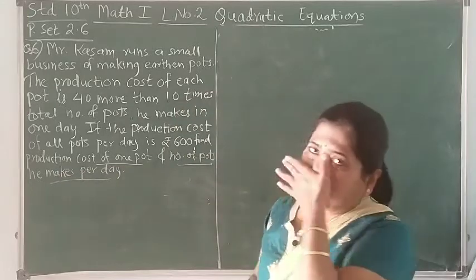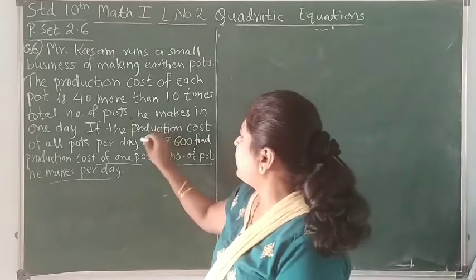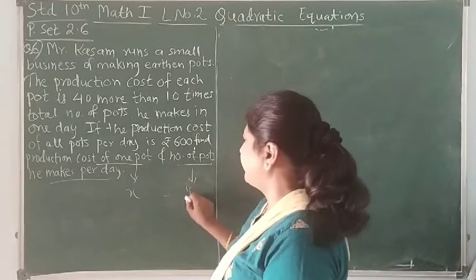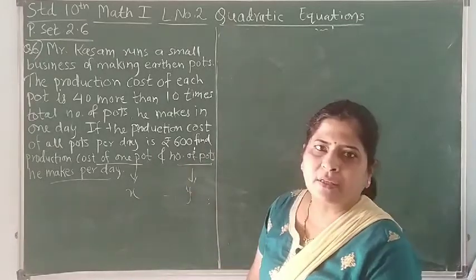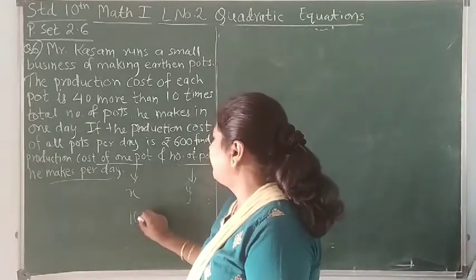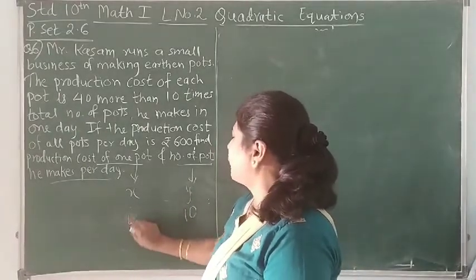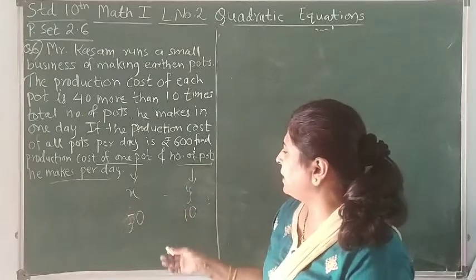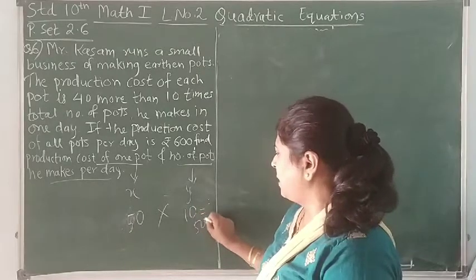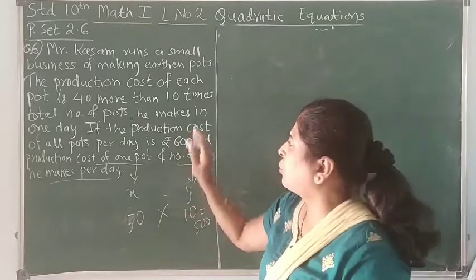Now, how can we understand whether we have to take two variables or one variable? For that, what do we have to see? Suppose we take the production cost as X and the number of pots as Y. What is the total production cost? If you don't understand with X and Y, you can take an example. Suppose he makes 10 pots every day and the cost is 50 rupees each. What will the production cost be? It will be the product of these, 500. Just random numbers we have taken, but we can understand that we have to take the product to find the total production cost.